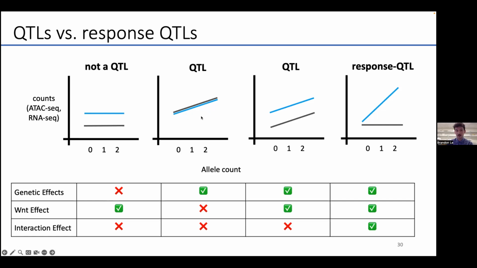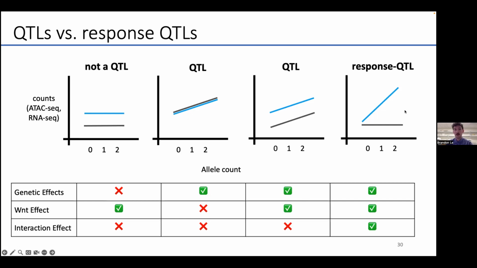And in this case, I'm showing you an example where there's genetic effects, but there's really no difference in the effect with or without Wnt stimulation. We can also see cases like this where there's both a genetic effect and an additive effect where the line is shifted up by the Wnt stimulation context. So this would still be a QTL, but does not show an interaction between genetic and condition effects.